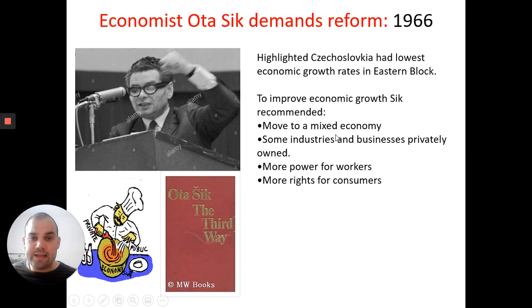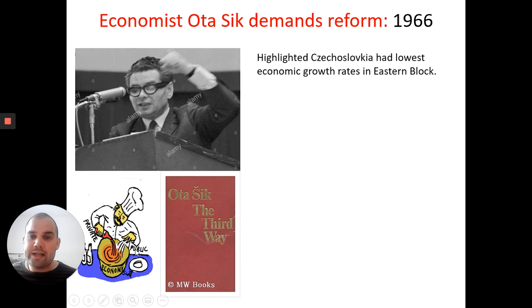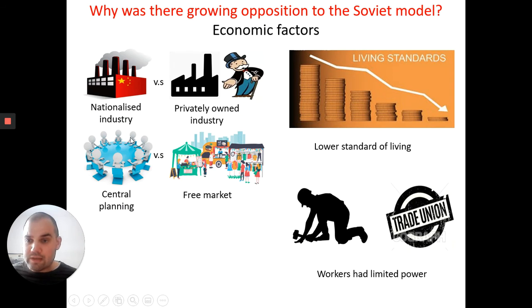So he recommended a few things to try and improve the Czech economy. Okay. The first thing that he demanded was the idea of a mixed economy. Instead of having all of industry nationalized and run by the government, or having it all privately owned, what he wanted was a mixed economy. So some industries would remain under the control of the government, being nationalized, while other ones would be allowed to be privatized and privately run. And likewise, to create a balance between government planning of the economy, but also allowing some free markets to decide what goods were produced, okay?